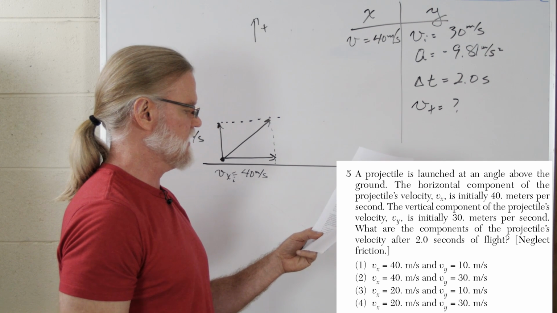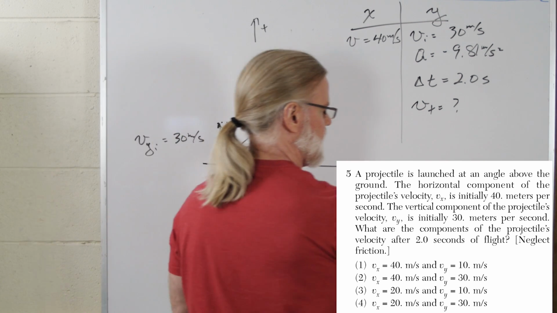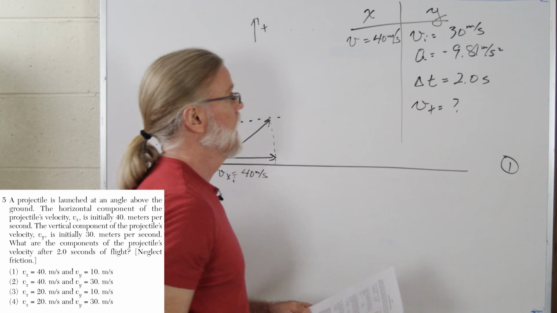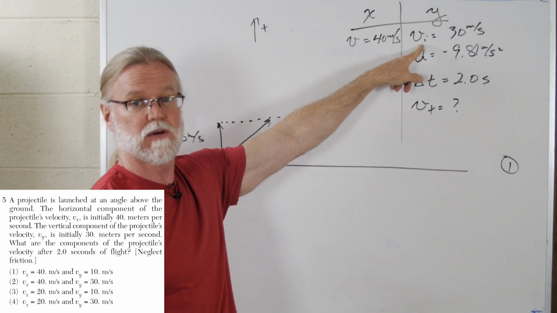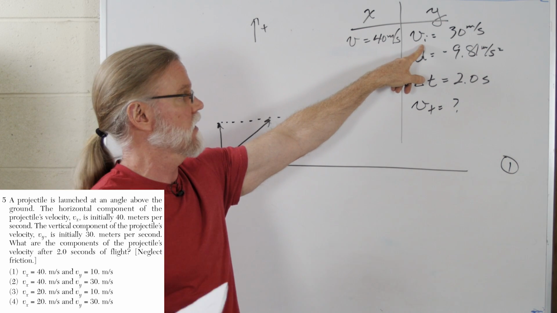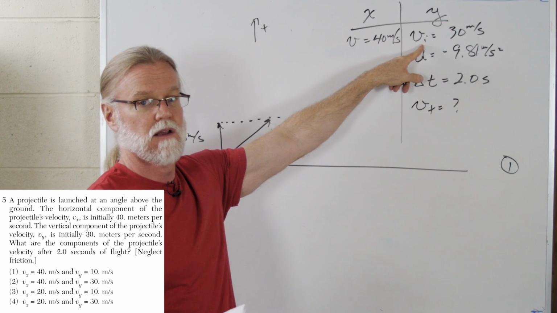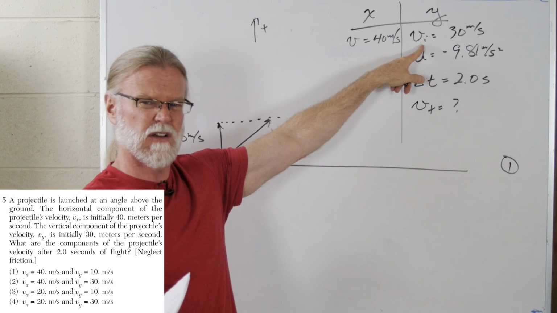That's going to be going up at 10 meters per second. The answer is 1. Because after 1 second, it slows down by 10 meters per second every second. So after 1 second, it's going 20 meters per second. After 2 seconds, it could be going 10 meters per second.